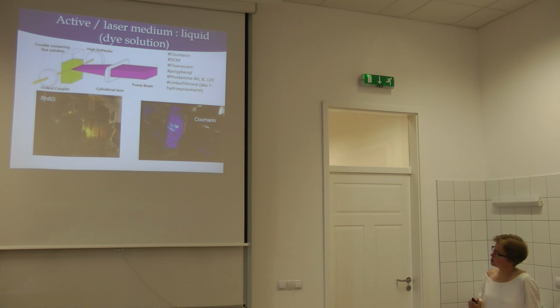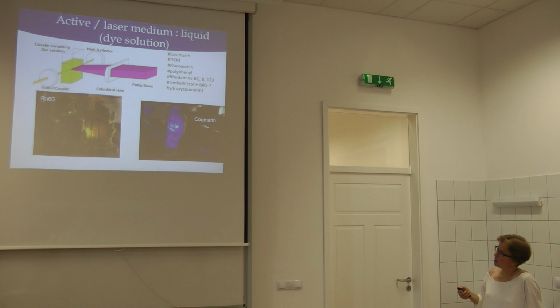This is what it looks like if you have a dye laser. So as I said, in a cuvette, you put the solution that you are using, and depending on what color you want your laser, it has a different color actually just by looking at it. These are two examples, rhodamine and coumarin. You can see how different the color can be. This is orangey, this is bluish, and the laser light that you produce will have very different wavelengths depending on the color.